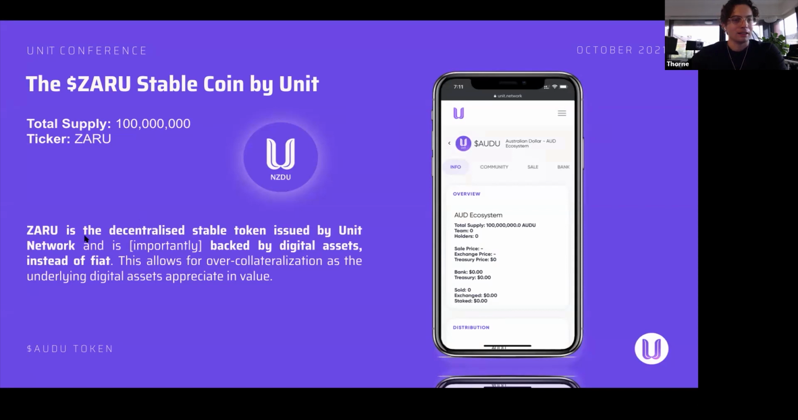And so the ZARU is a decentralized stable token issued by Unit. And the important difference here that separates it from things like USDT is that instead of being backed by fiat, the collateralization is happening with crypto assets, things like Bitcoin, Ethereum, Polkadot, et cetera. So we're going to dive a little bit more into the actual specifics of these stable tokens at another point. It goes beyond the scope of this project.